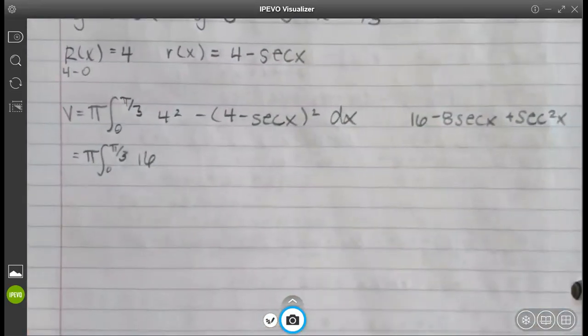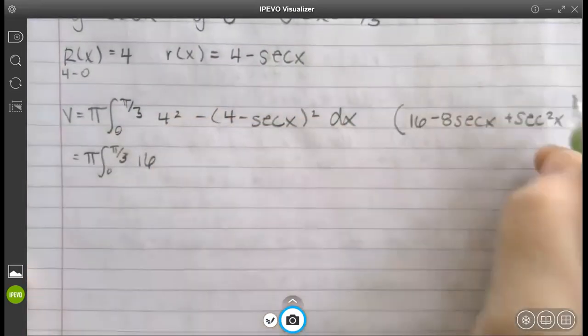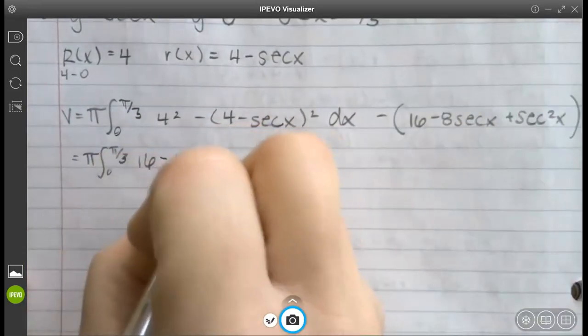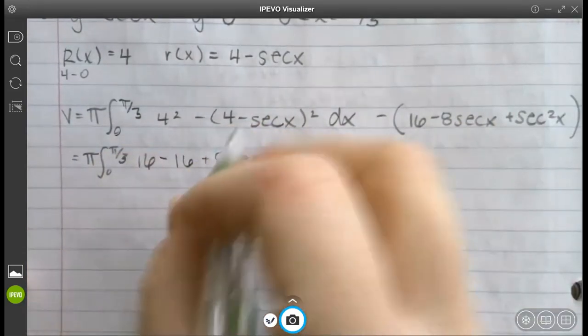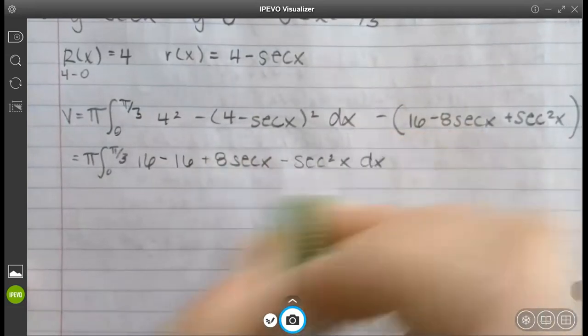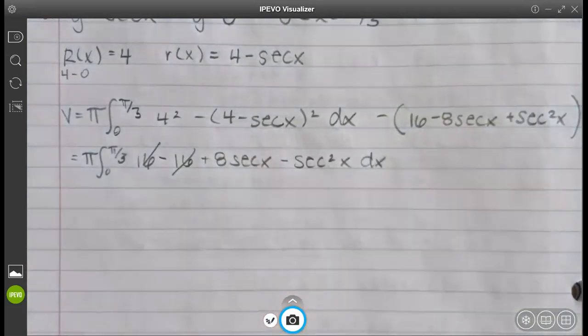Plus secant squared x. But then I'm subtracting it all. So subtract 16 plus 8 secant x minus secant squared x. This one is actually fairly easy because if you go back to your integration rules in your book, so if you've got your book open, go back to your integration rules in the very front.